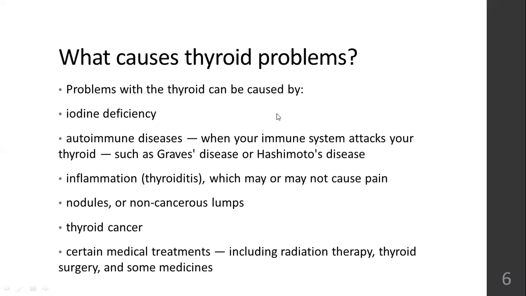Next, what causes thyroid problems? It could be iodine deficiency in your diet, or wherever you are staying. If you are staying in hilly, mountainous regions, definitely your diet is naturally low in iodine. If you suffer from autoimmune diseases like Graves' disease or Hashimoto disease, your own immune system is attacking your thyroid gland. This happens in Graves' disease and Hashimoto disease.